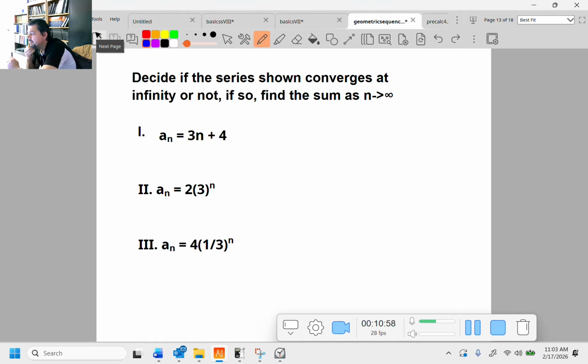Decide if the series shown converges to infinity or not. If so, find the sum as n approaches infinity. This guy looks like mx plus b. This is arithmetic.